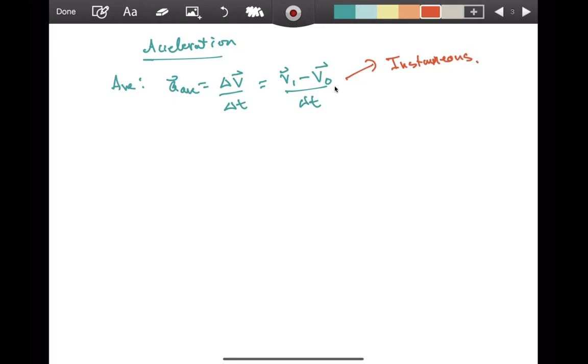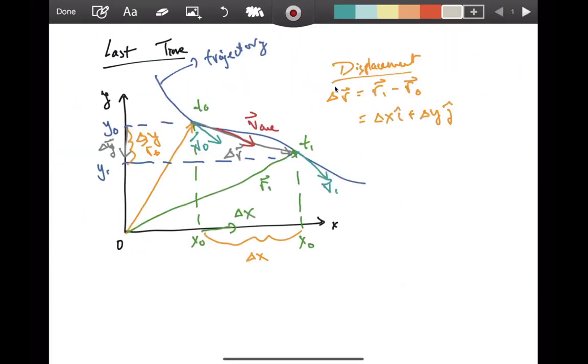So that's my instantaneous acceleration. In this case, again, we know that delta t is positive, which means that the average acceleration is going to point in the direction of my change in velocity. So what does that mean? Let's go back to our picture.